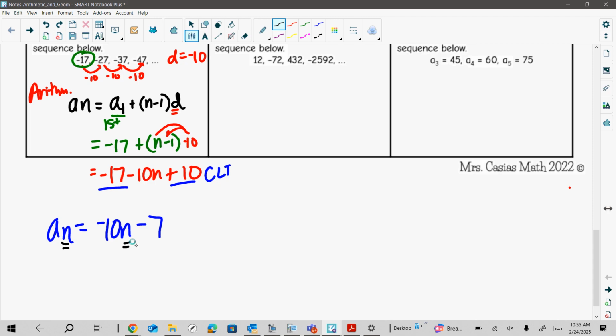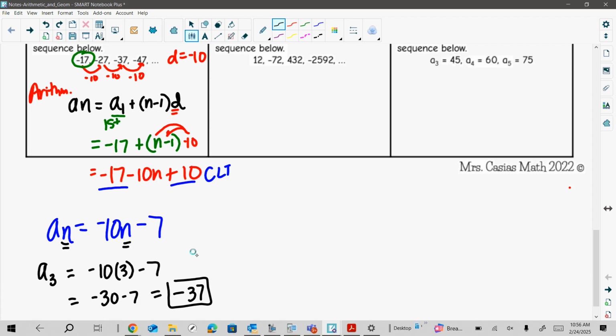Okay, so let's think of this, right? We're going to find the third term. So if I'm going to find the third term, that is a sub 3, negative 10 times 3 minus 7. What is negative 10 times 3 minus 7? Negative 30, negative 30 minus 7. So it equals negative 37, right? What was our third term? Negative 37. So once we simplify it, we can find any term.